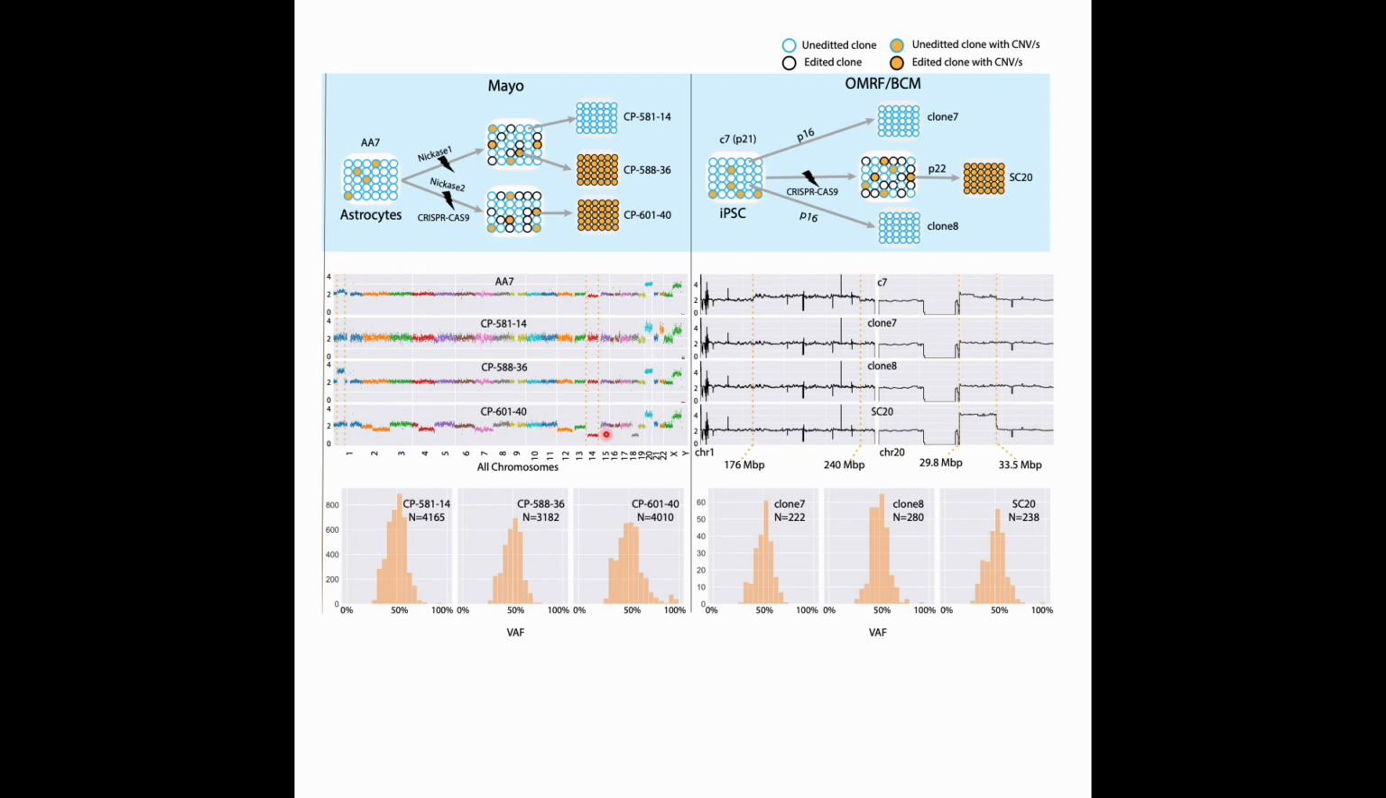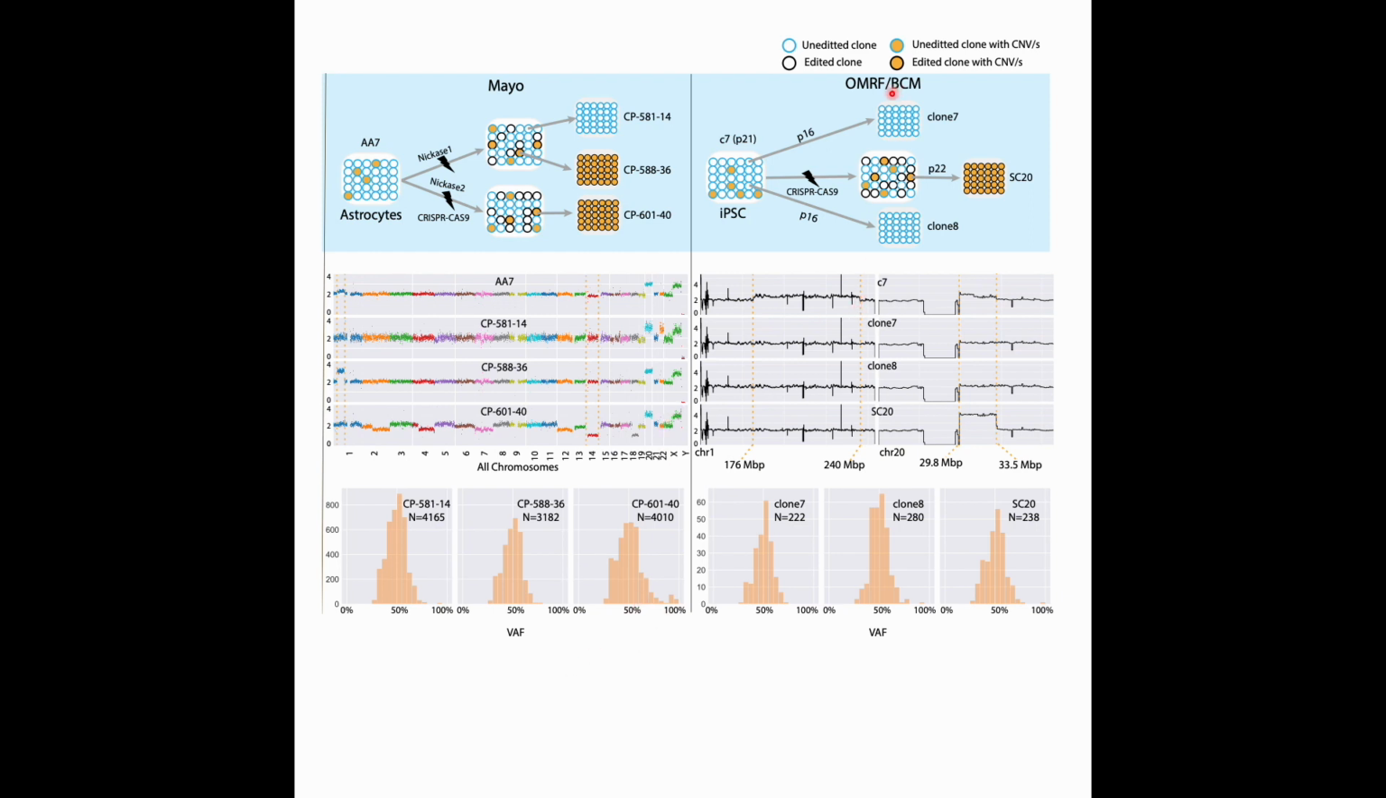Similarly, the deletion on chromosome 14 is not present in CP58114 and CP58836, but it is present at a good frequency in CP60140. For these samples, we looked at the common SNPs, and we saw their allele frequency distribution is close to 0.5.